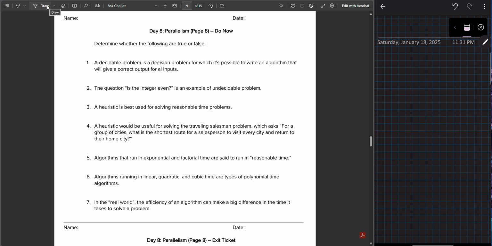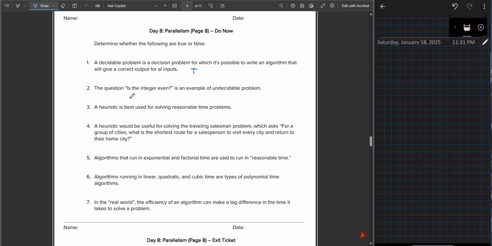So, okay, for question number one, a decidable problem is a decision problem for which it is possible to write an algorithm that will give a correct output for all inputs. So yes, this is true. A decidable problem means it has a decision at the end. It's a kind of decision problem that will always have a correct answer. That means you can decide that problem.